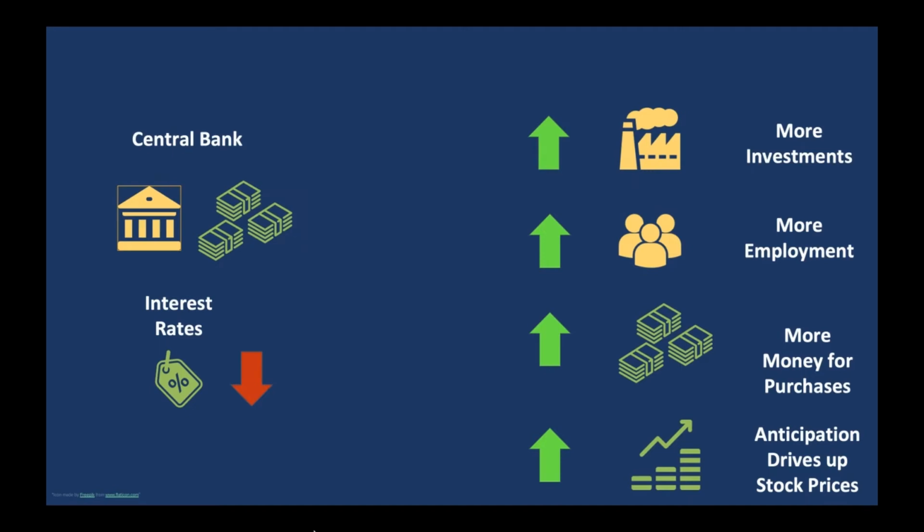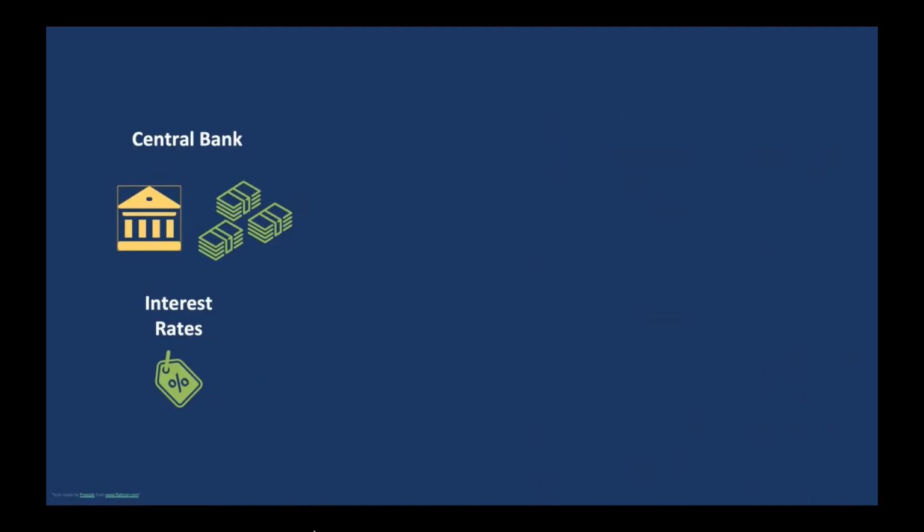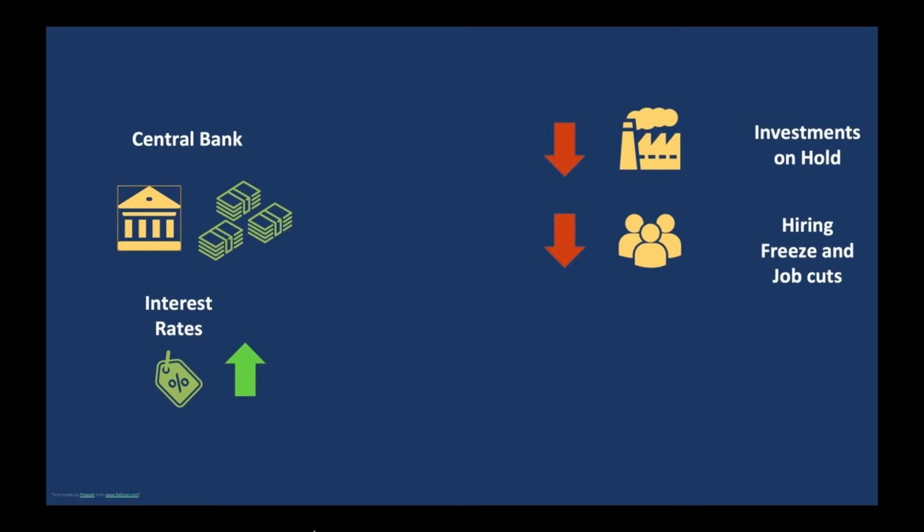The reverse happens when the central bank raises interest rates. Corporates might delay their investment plans. Hiring freezes. Job cuts result in lower production and thus lower profits. This anticipation drives down the stock prices.